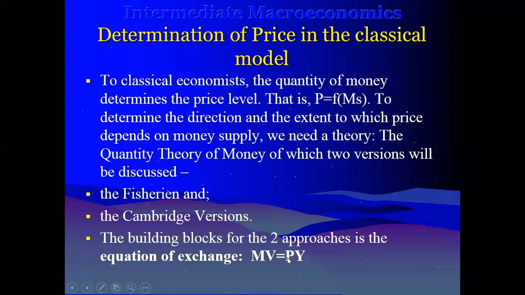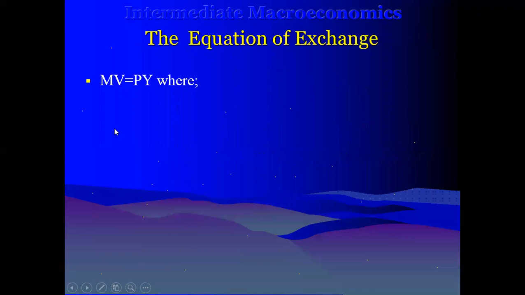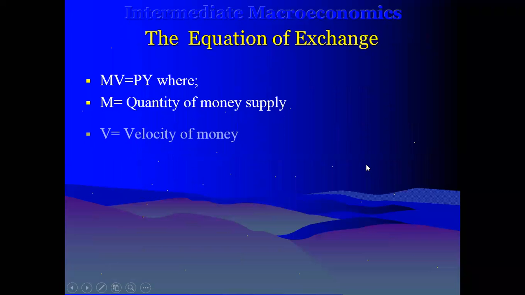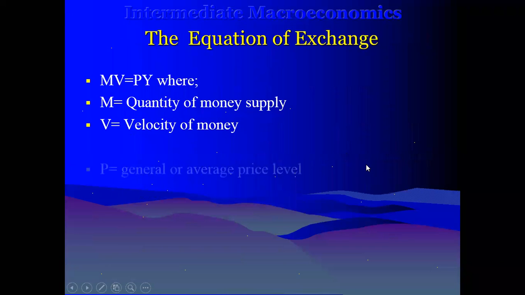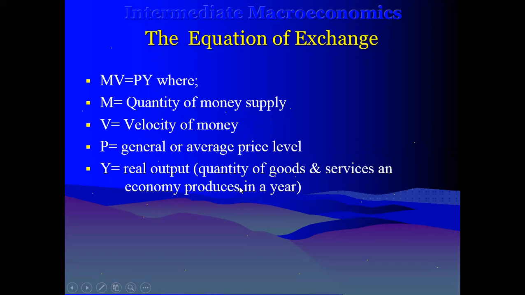Then this is the general or the average price level, and then this is our real output. Okay, so this is the equation that we'll be dealing with. Now the equation of exchange, as I said, is MV equals PY. So M is the quantity of money supply, V is the velocity of money, P is the general or the average price level, and Y is real output, the quantity of goods and services that are produced in the economy.